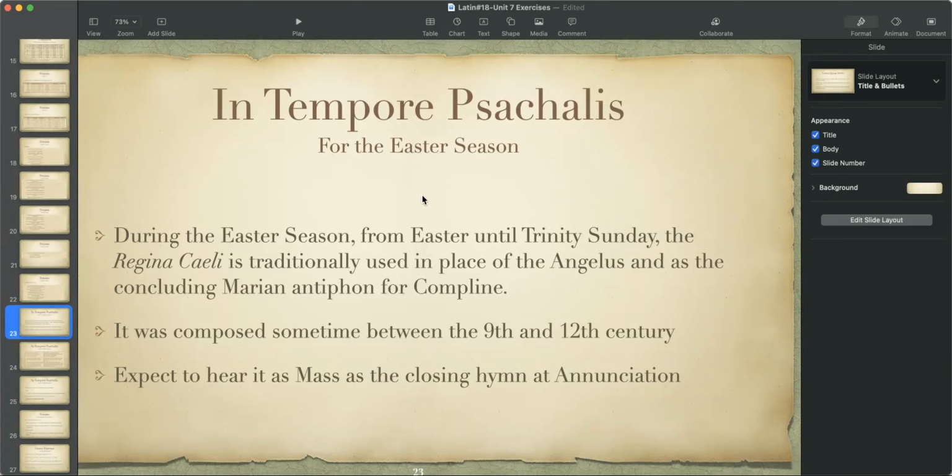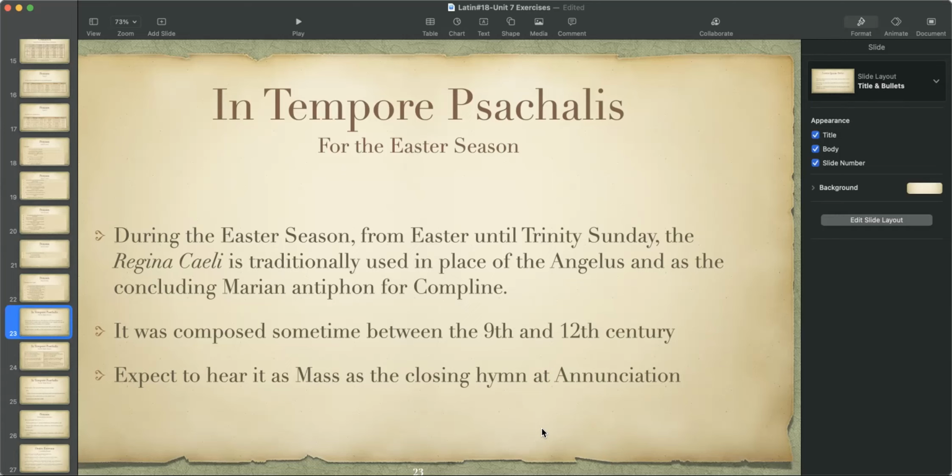Anyway, during the Easter season, that is from Easter until Trinity Sunday, the Regina Caeli is used in place of the Angelus and as the concluding Marian antiphon for Compline. Now, there are actually 4 traditional Marian antiphons for Compline. The Salve Regina, the Ave Regina Caelorum, the Regina Caeli, and what's the 4th? It's blanking. Oh, well. Anyway, the Regina Caeli was composed sometime between the 9th and 12th centuries. We're not really sure when, nor are we even certain who.